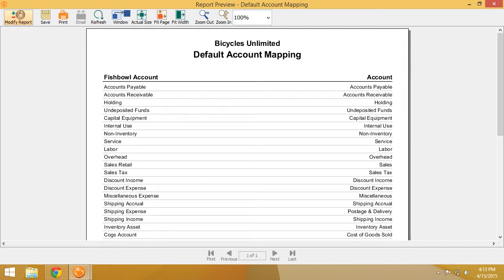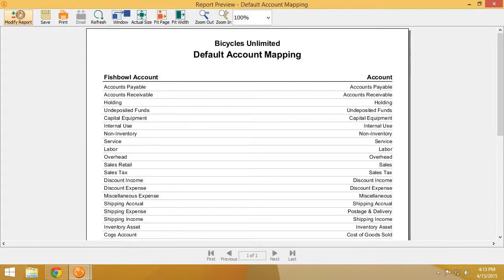The Fishbowl Inventory Default Account Mapping Report is a very important report for understanding how Fishbowl Inventory will communicate to your accounting package of choice. Many customers come to me and ask, why is Fishbowl posting to these accounts? And I usually point them to this report to understand why.